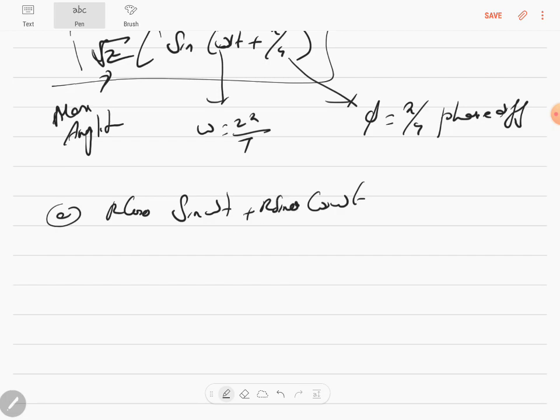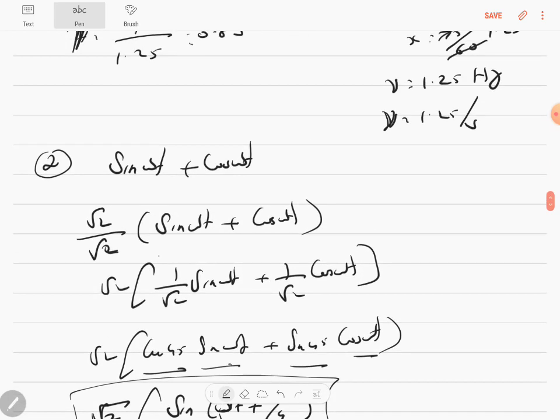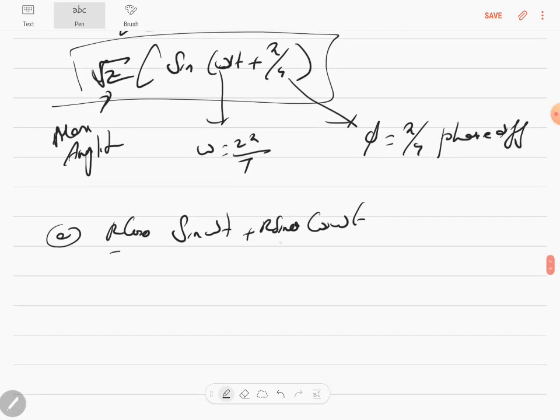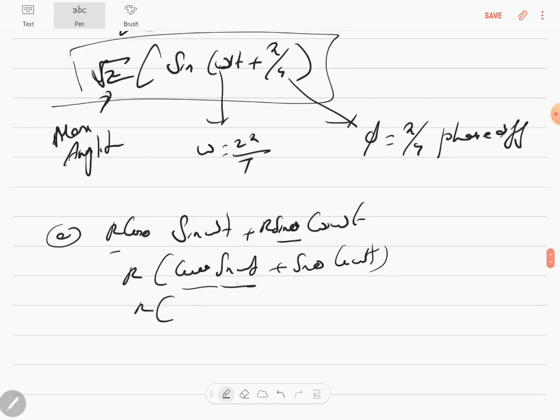Instead of multiplying and dividing by root 2, I'm taking the 1 by root 2 inside. Instead of this 1 by root 2, 1 by root 2, you can also write r cos theta and r sin theta. So if you take the r out, you have cos theta sin omega t plus sin theta cos omega t, which is r into sin a cos b plus cos a sin b, which is nothing but sin of omega t plus theta.